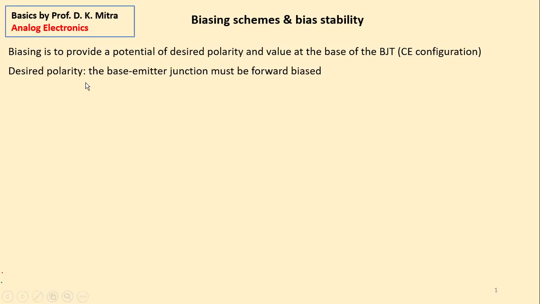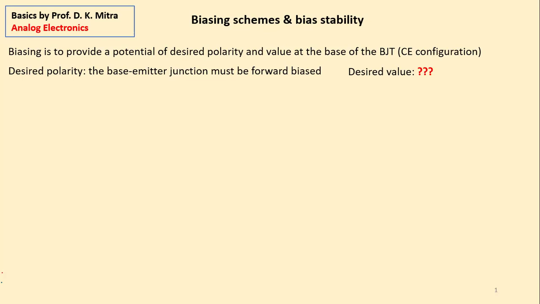Desired polarity: the base emitter junction must be forward biased. That's all. If it's an NPN transistor, then base is P and emitter is N, so base should be positive with respect to the emitter. If it is a PNP transistor, it is opposite. In that case, base should be negative with respect to the emitter. This is the polarity. Next is desired value.